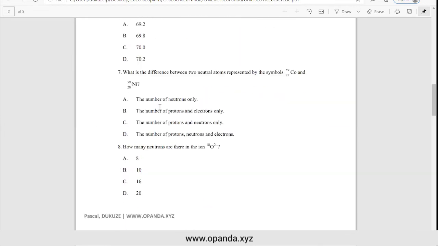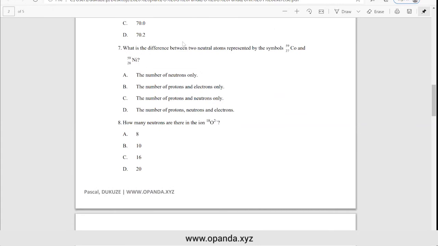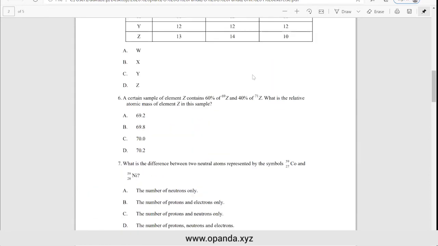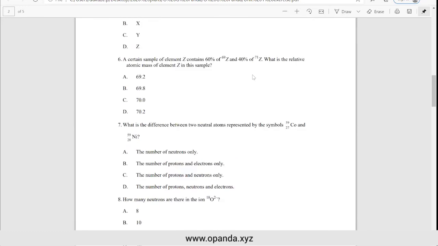Next is question number 7. What is the difference between two neutral atoms represented by... there is a question. Yes, Pacific? The question above that question, I don't understand. Which one? Number 6. Okay, let me explain.